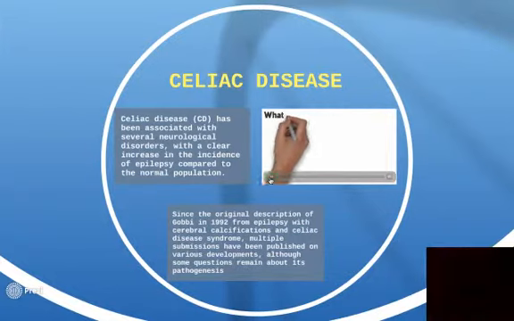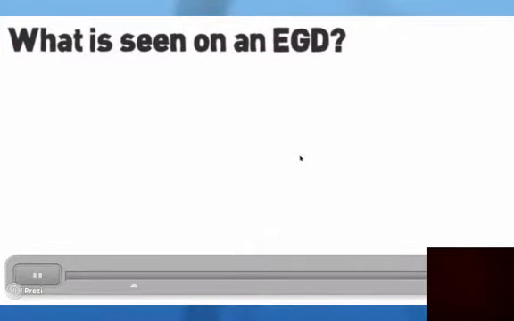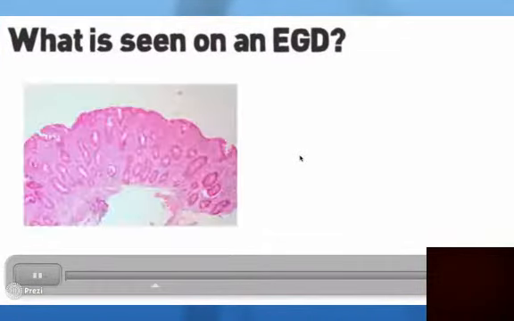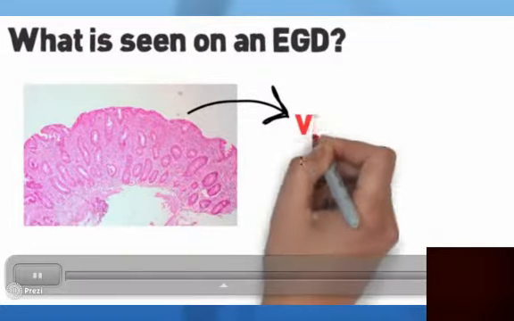Now, let's say you get an EGD. What does the EGD show? What is seen on the EGD that would be consistent with celiac disease? Well, here's a picture of a biopsy from someone who has celiac disease. And what you see right away is, number one, villus atrophy.